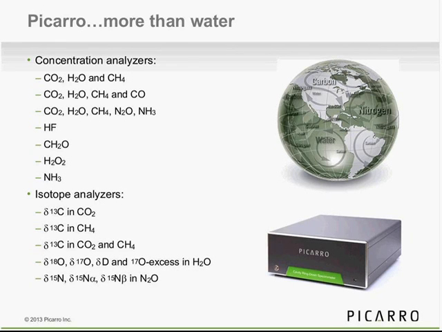We also have a new analyzer that can measure N2O, ammonia, methane, water, and CO2, which is great for soil studies. And then we also do some analyzers that are for more industrial scale processes, things like peroxide, HF, ammonia. And then, of course, we've got our isotope analyzers.